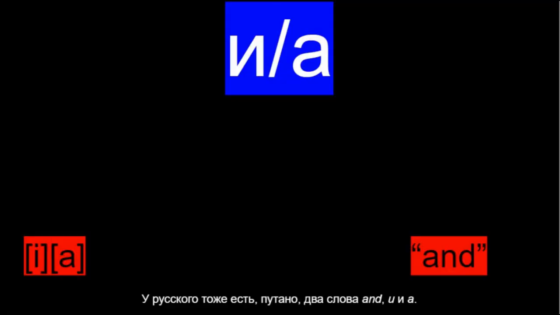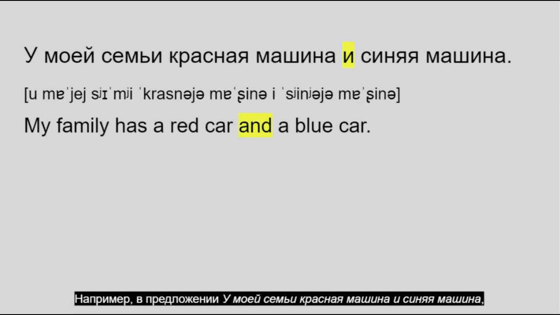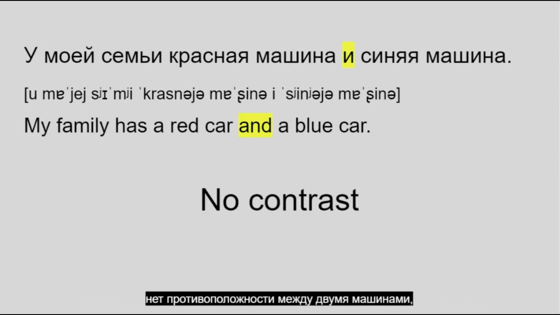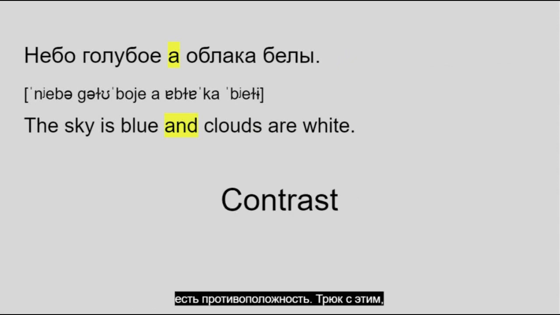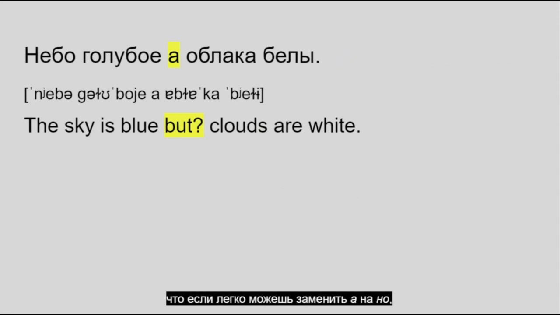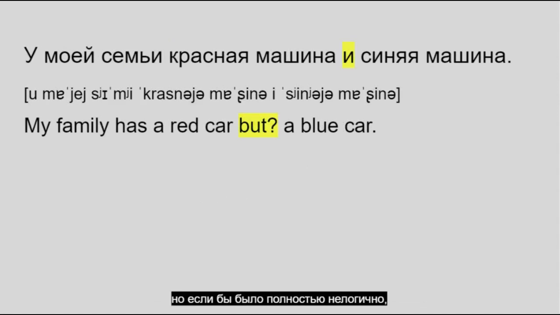Russian also confusingly has two words for and, which are и and а. The difference between them is whether there's a contrast being made. For example, in the sentence «У моей семьи красная машина и синяя машина», there's no contrast being made between the two cars, whereas in the sentence «Небо голубое, облака белые», there's a contrast. A trick to this is that if you can easily replace and with but, then say а, but if this would be completely illogical, then you have to say и.